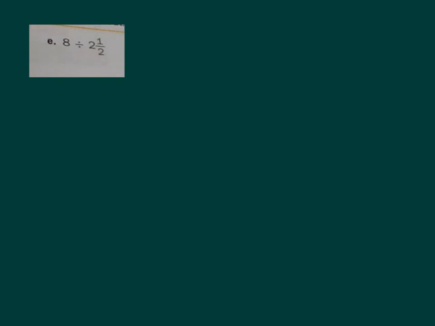On page 327, this is letter E. I first want to turn my mixed number into an improper fraction. So I can leave the 8, and I'm going to turn that 2 1/2 into an improper fraction. So I multiply the 2's, add the 1. 2 times 2 is 4, plus 1 is 5, all over, and I keep that same denominator of 2.